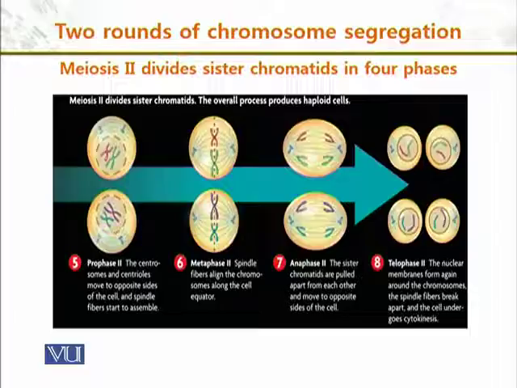And mind you, in all these, there is a haploid number now of the chromosomes. So this is how the chromosome segregation takes place after the cytokinesis. And the process still continues in a different way.